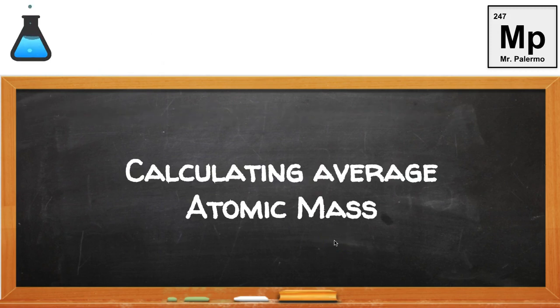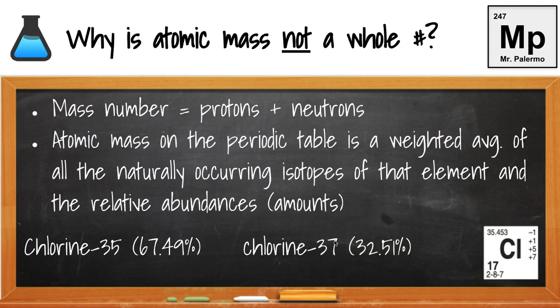Now let's look at calculating the average atomic mass. So when we look at the periodic table, why isn't the atomic mass a whole number? Well, mass number, that's the number of protons plus neutrons, is going by number of particles. That's going to be a whole number. The atomic mass that's on the periodic table is a weighted average of all the naturally occurring isotopes that exist of that element and the relative abundances, meaning the amount of them.